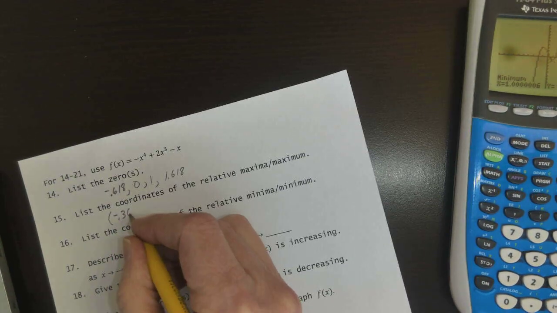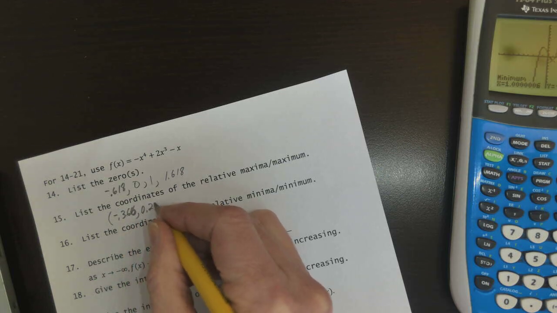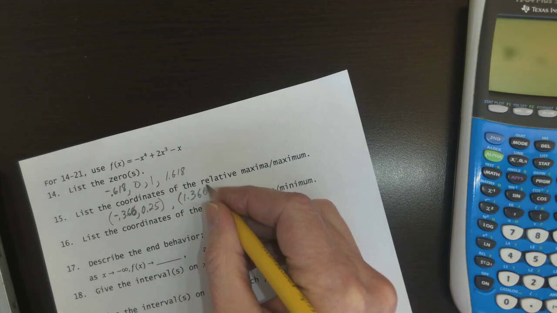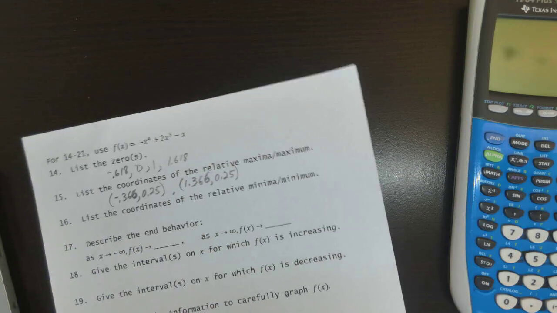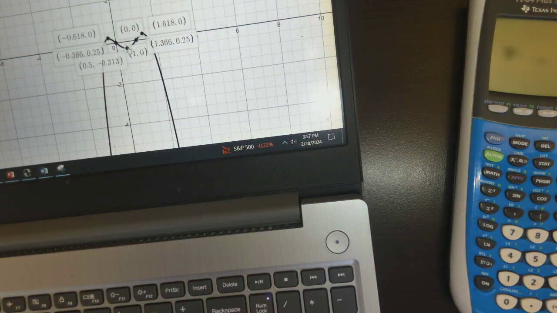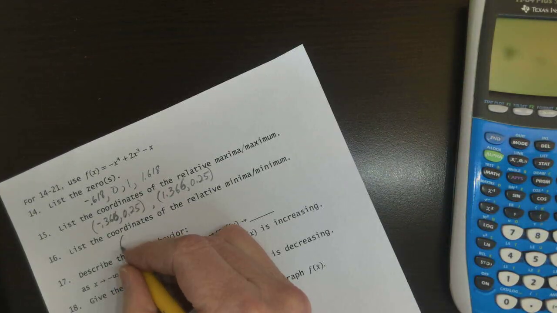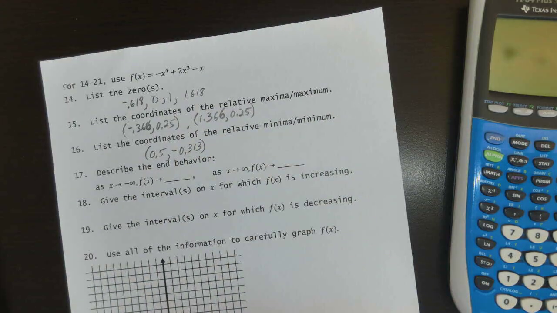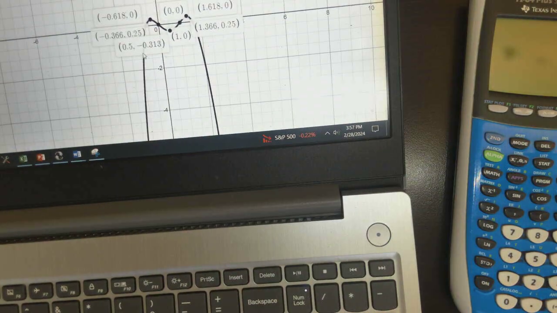Coordinates of the relative maximum. That's negative 0.366, 0.25, and 1.366, 0.25. Negative 0.366, 0.25 was one max, relative max, and 1.366, 0.25 was the other max. Now the minimum here, that is 0.5, negative 0.313. 0.5, negative 0.313.